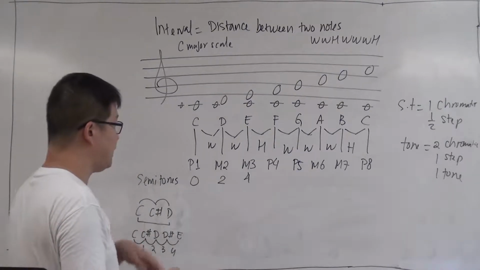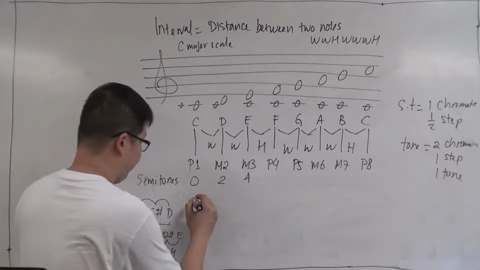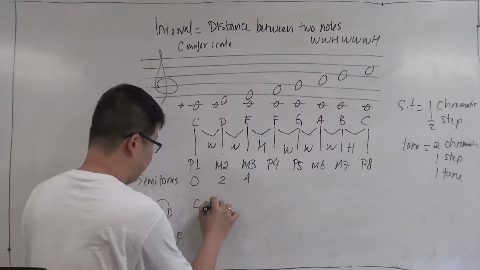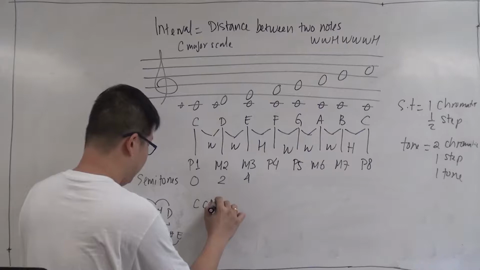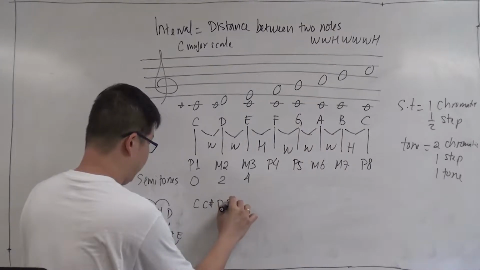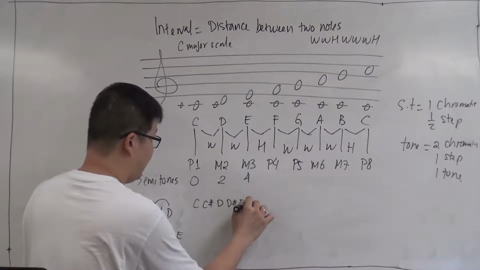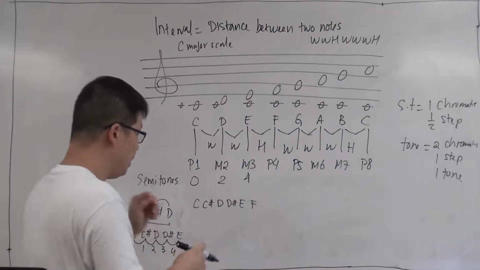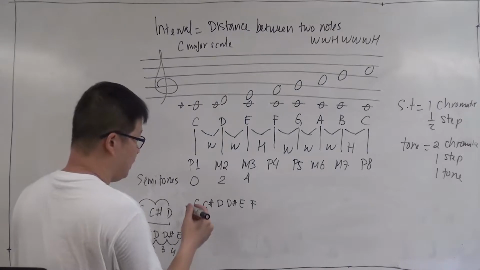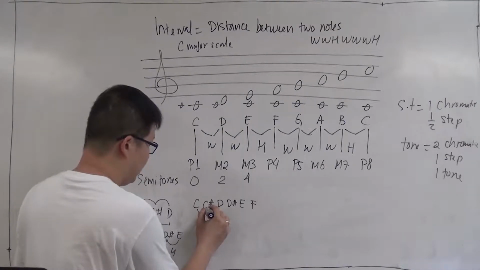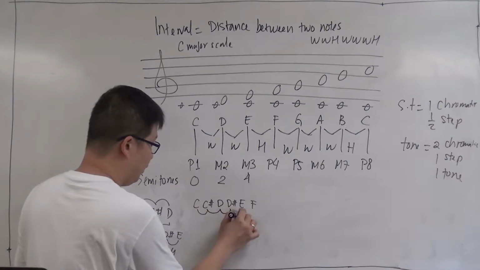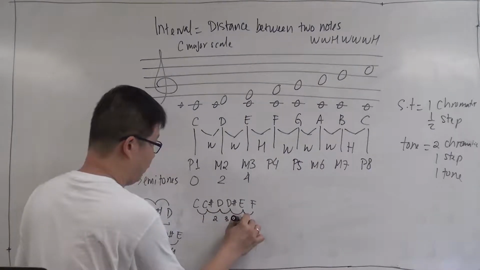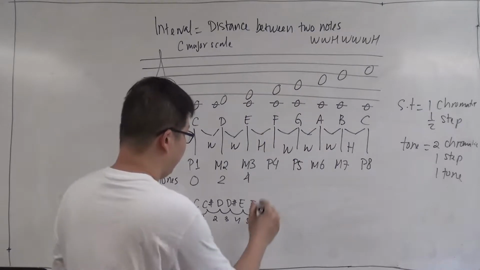Okay. Now let's say from C to F, the next semitone is C sharp, followed by D, then D sharp, then E, then F. There's no E sharp in C major scale. Okay, so if you want to count the number of semitones, it's going to be 1, 2, 3, 4, 5. Okay, so this is 1, 2, 3, 4, 5. So the answer is 5 semitones.